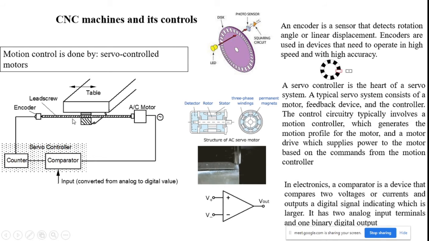Here you see the lead screw available. How much angle it should be rotated is based on the given input data. So the encoder gives data. How does it give it? Here you see a lot of rectangular notches available.